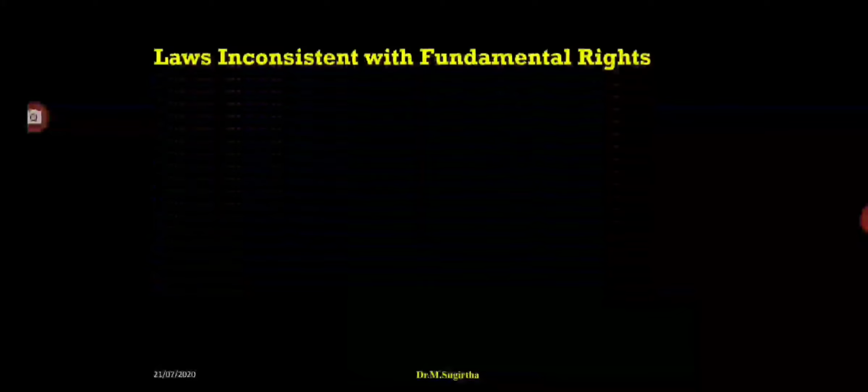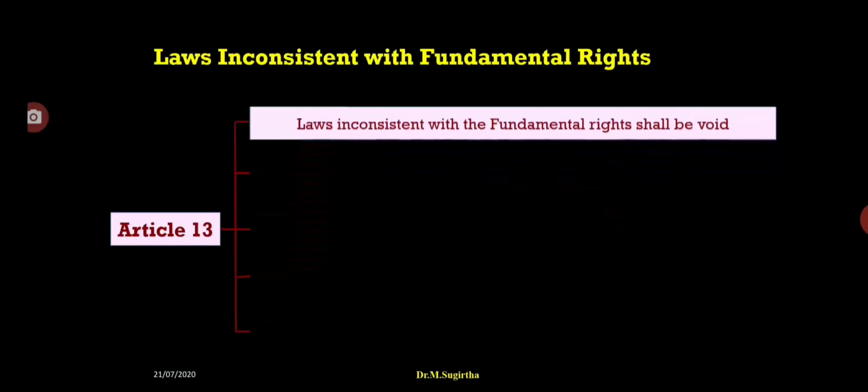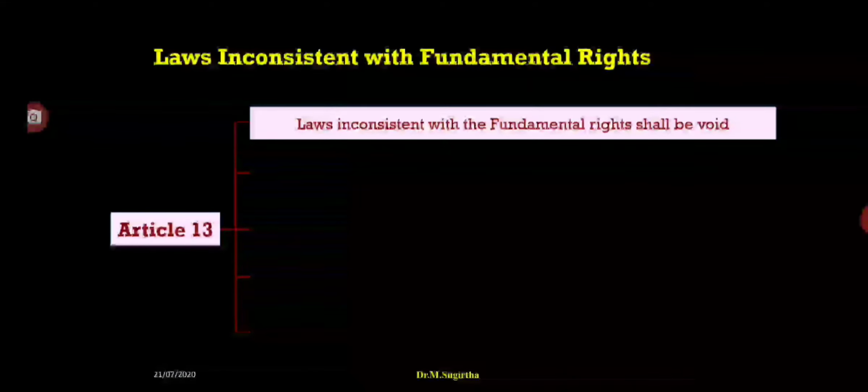Then next one, Article 13 declares that all laws that are inconsistent with or in derogation of any of the fundamental rights shall be void. It expressly provides for the doctrine of judicial review. Article 13 makes all laws in force in the country immediately before the commencement of the Constitution void if they are inconsistent with the provisions of Part 3, that is fundamental rights. This means that if there was a law in action before the commencement of the Constitution which in any way did not conform to the fundamental rights, the law would stand void.